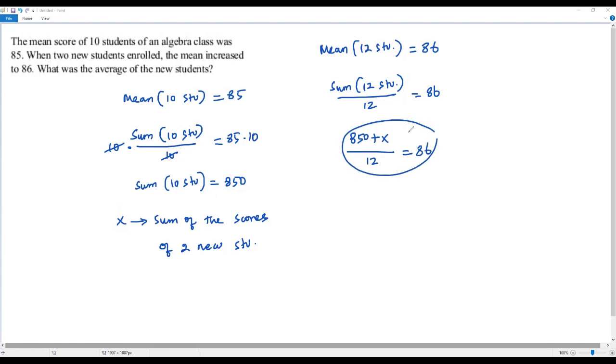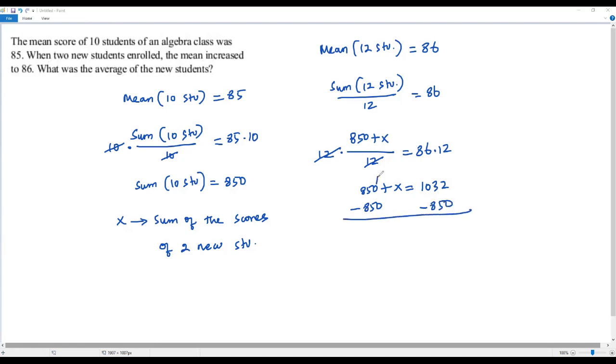Now we have to solve for x in this equation. Let me multiply both sides of this equation by 12. When I do so, this 12 will cancel out. I am getting 850 + x on the left side. On the right side, when I multiply 86 and 12, I am getting 1032. Now let me subtract 850 from both sides. When I do so, the positive and negative values will cancel out. I am getting x equals, when I subtract 850 from 1032, 182.